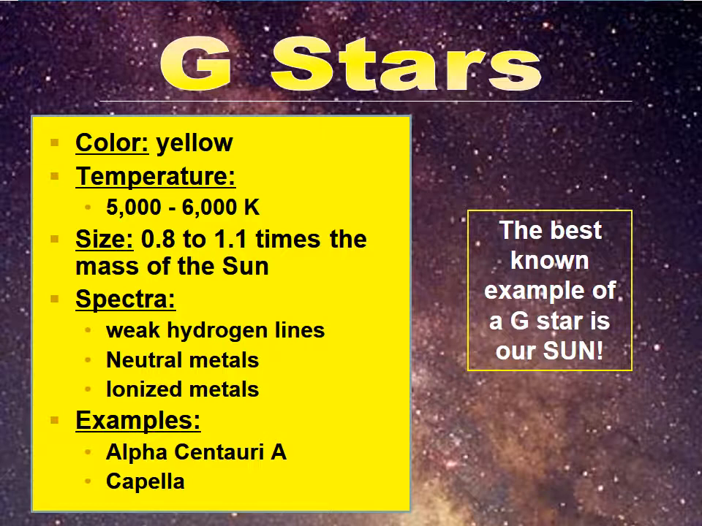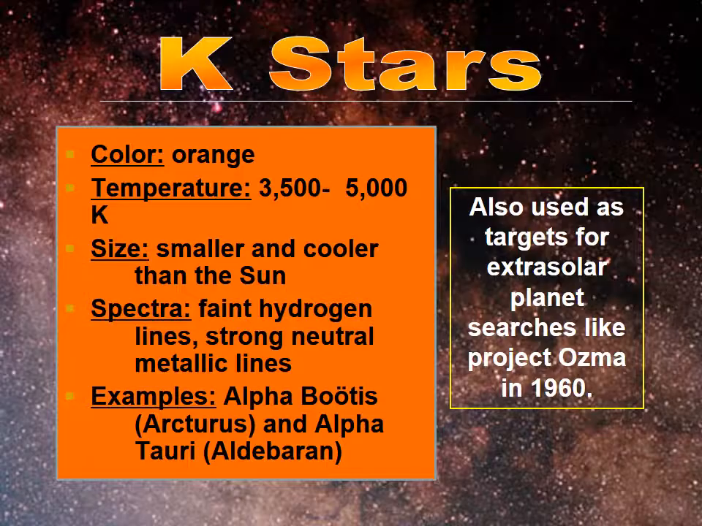Our own Sun is a very average G star. Like our Sun, G stars have weak hydrogen lines, and both neutral and ionized metals in the outer atmosphere. Arcturus and Aldebaran are two K stars that are fairly easy to find in the night sky. K stars are smaller and cooler than the Sun. They will live longer than the Sun. For these reasons, they are considered candidate stars in the search for extrasolar planets.